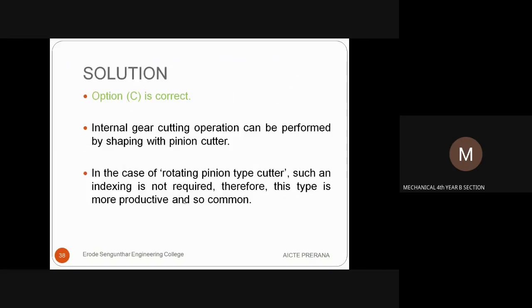Right, so here the explanation has been given. Internal gear cutting operation can be performed by shaping with pinion cutter only. In the case of rotating pinion type cutter, such an indexing is not required. You should know what indexing is all about: for maintaining equal distance between the two gear profiles, we handle this indexing mechanism in the shaper machine. You have to know about what indexing is also.